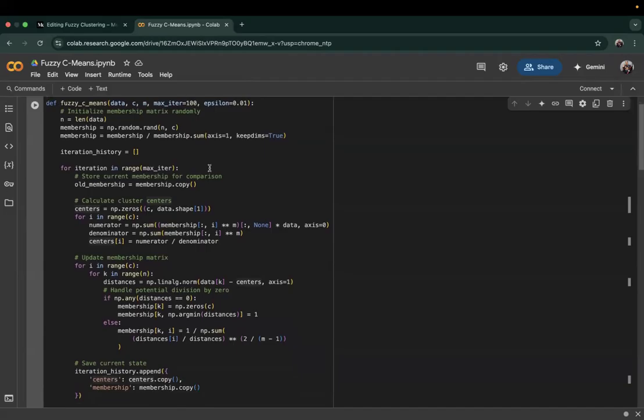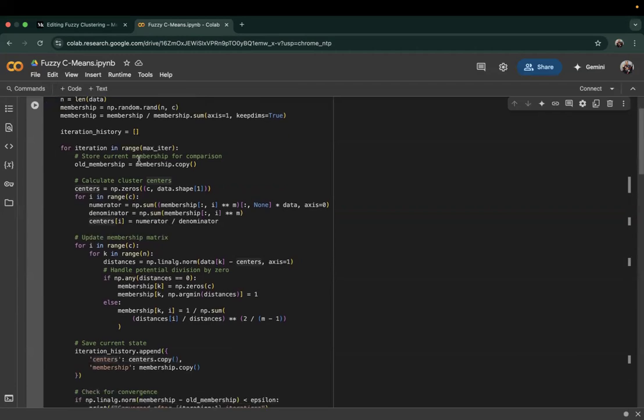After this, we initialize n is equal to len of data, which is nothing but the number of data points. Then we randomly initialize memberships, and we normalize memberships over here.